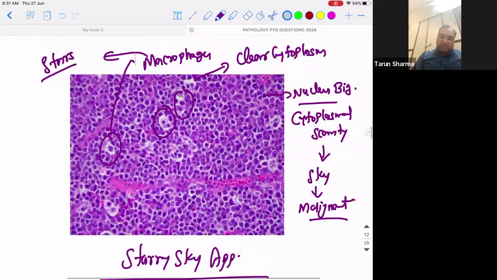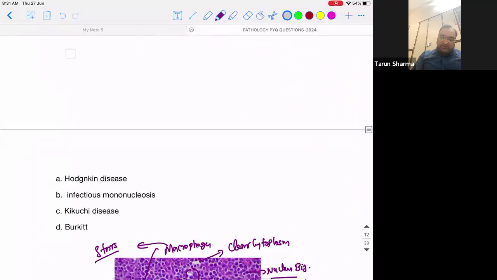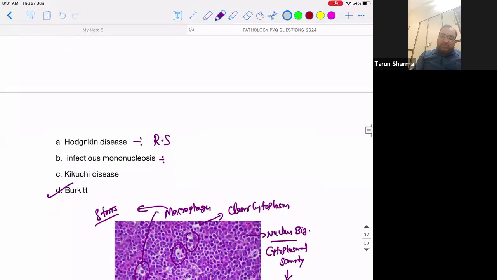And this is particularly common in which condition? I think everybody knows the answer is Burkitt's lymphoma. Hodgkin cell, what will they give you? RS cells. Infectious mononucleosis, what will they give you? The atypical lymphocytes, also called downy cells.